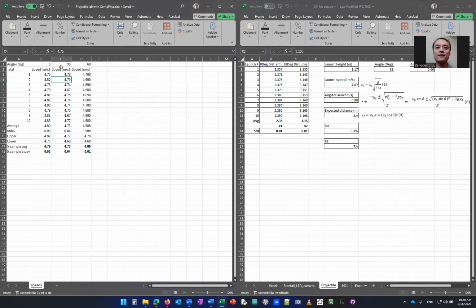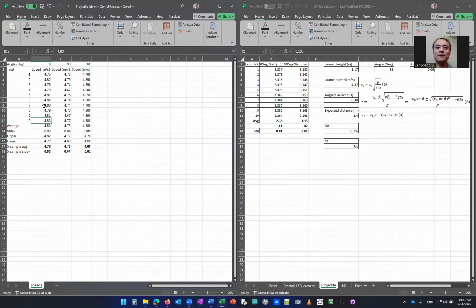So this is what I did with the angled and horizontal launch. I have 0 degrees and 30 and 60. You'll have different angles except that 0 is always there. And instead of 5, I launched 10 times, because I'm trying to see if that makes any difference. And it seems like it makes a minimal difference. So you're only required to launch 5 times. But this side is to get the average and standard deviation speeds.